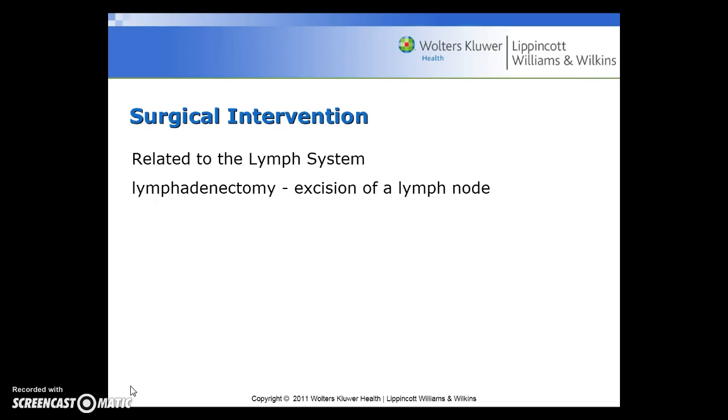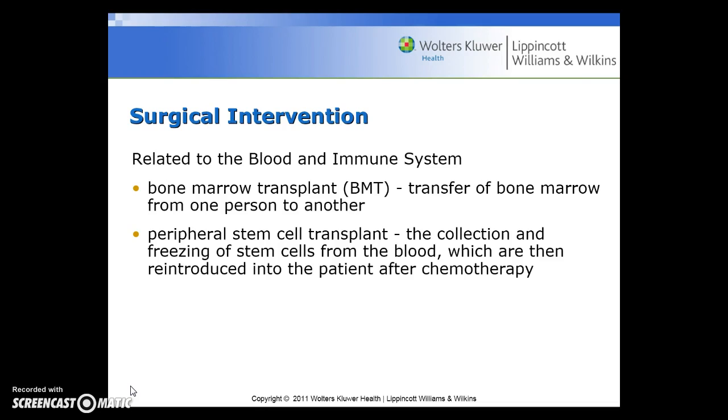In the lymph system, excision of a lymph node is a lymphadenectomy. In the blood and immune system, a BMT is a bone marrow transplant, and that's the transfer of bone marrow from one person to another. A peripheral stem cell transplant is the collection and freezing of stem cells from the blood, and then they're reintroduced into the patient after chemotherapy.